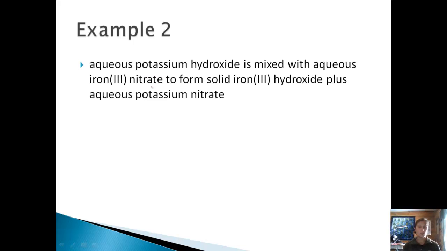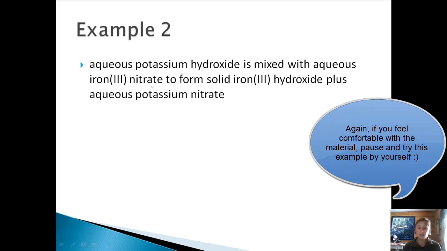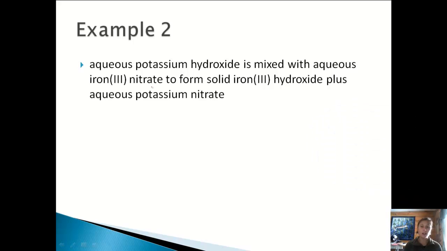So try this one. Now make sure that you write your compound correctly, check your charges. Well, maybe we'll write the compound together. So maybe pause it, try writing the molecular, and then go ahead and play the video again, and then we'll check, and then you can try the complete ionic and the net ionic on your own. So go ahead and pause and try this, and then I'll go through the answer.